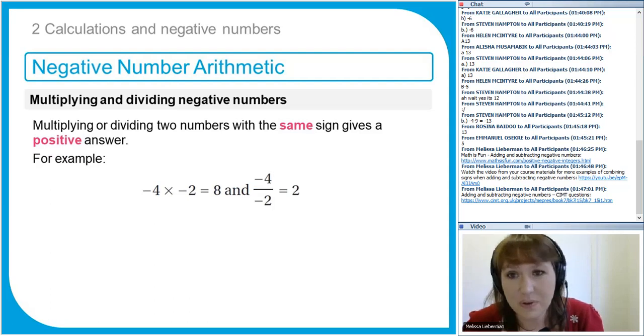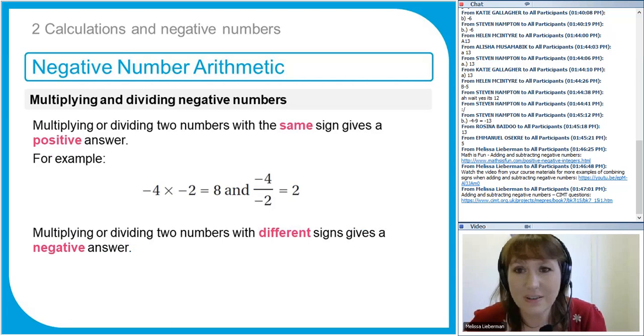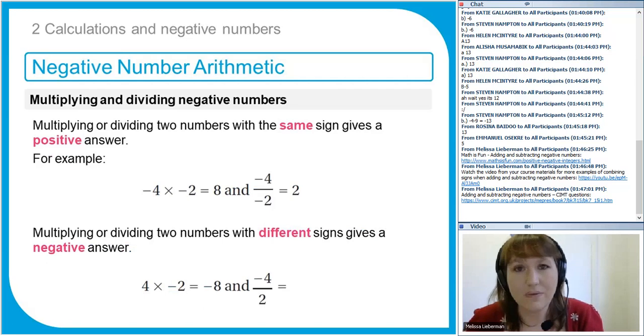If the signs are different though, so if I've got a positive and a negative number, then the answer will be negative. So 4 times -2, I've just got one minus sign in the question, so there'll just be a minus sign in the answer, so that'll be -8. And if I have -4 divided by 2, that's a little bit like half of -4, that would be negative 2. So that's minus 2.